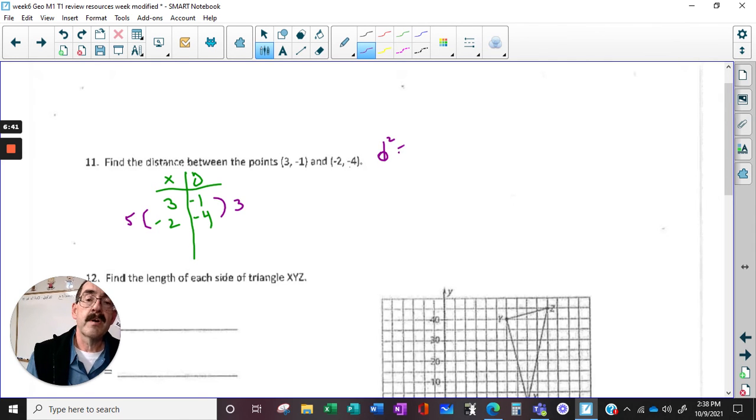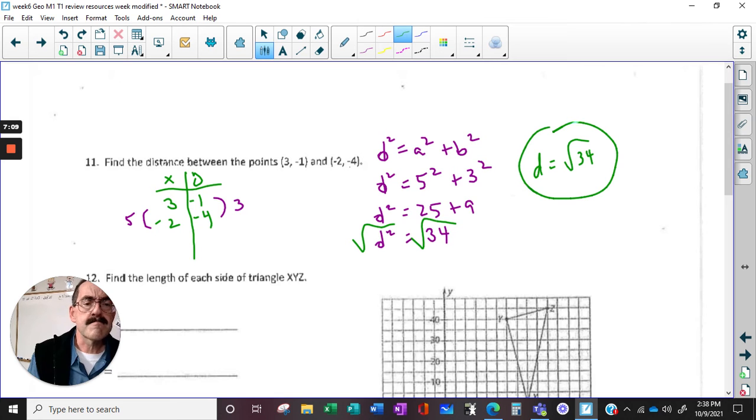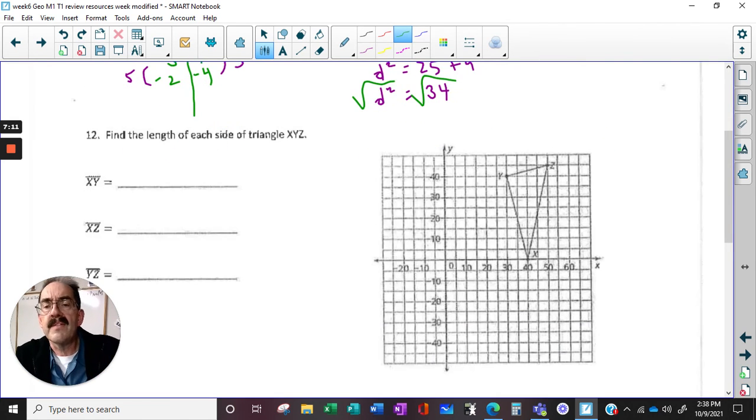The d squared is equal to a squared plus b squared. D squared equals 5 squared plus 3 squared. D squared equals 25 plus 9. D squared equals 34. Take the square root. D equals the square root of 34. Okay? Alright, now find the length of each side of the triangle.